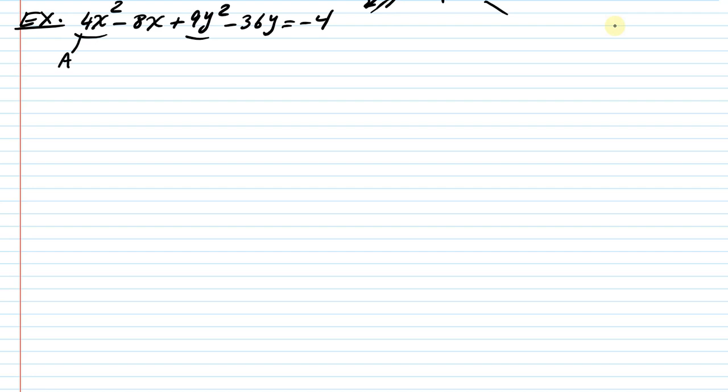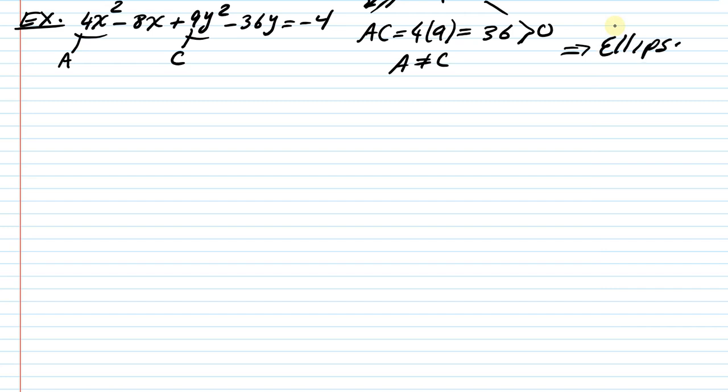Now for this one, again, make sure we look at just the square terms. So A is 4, C is 9. AC is 4 times 9, 36. Positive. A and C are different, so this one is an ellipse. Right? We identified it. Let's graph it.